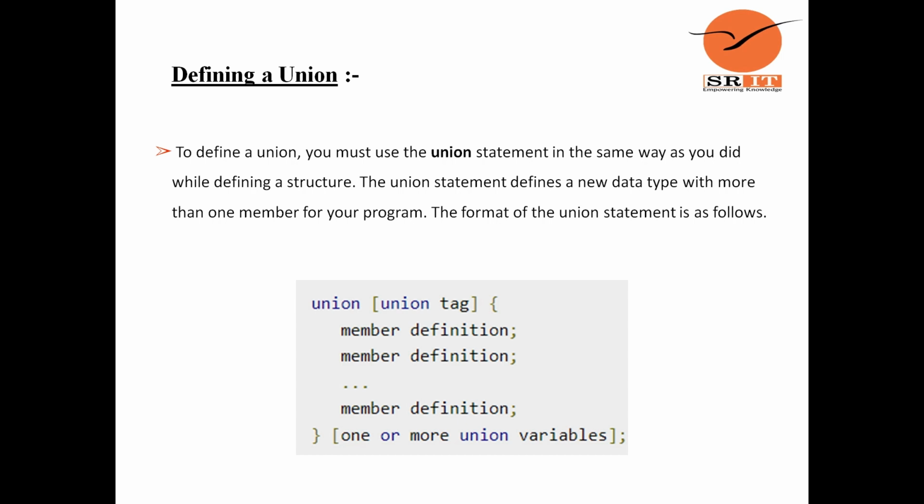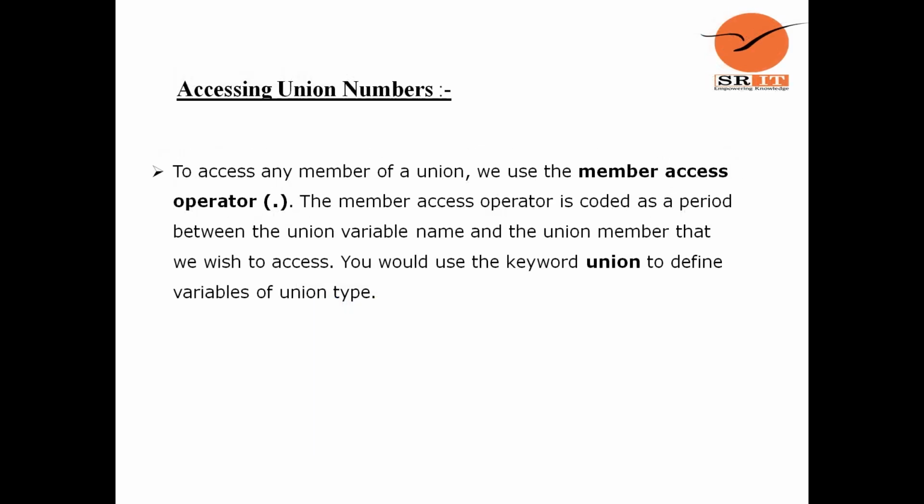Union tag is a data type. Member definition is variable one. Member definition is variable two, and so on. While writing the program, we must use a semicolon and open and close brackets. One or more union variables are used in the union.